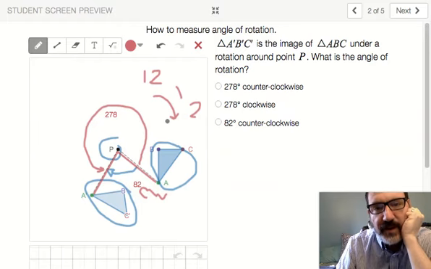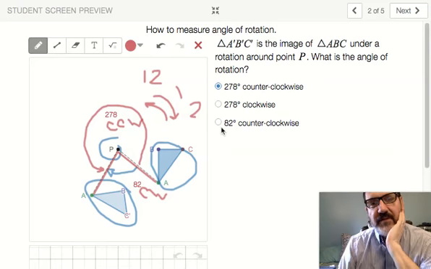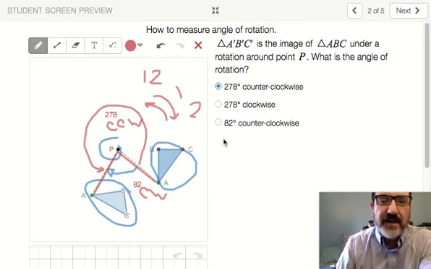If I look at the 278 degree arrow, that angle measurement is going the opposite way of the clock. It's going this way. That is counterclockwise. So CCW, I would abbreviate that. So my best answer here is 278 degrees counterclockwise.